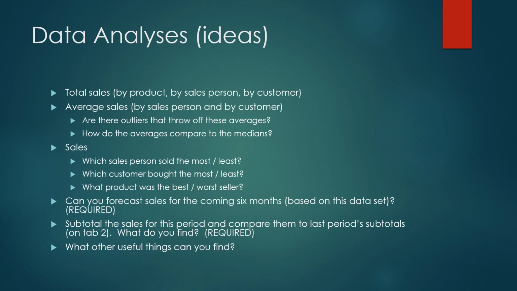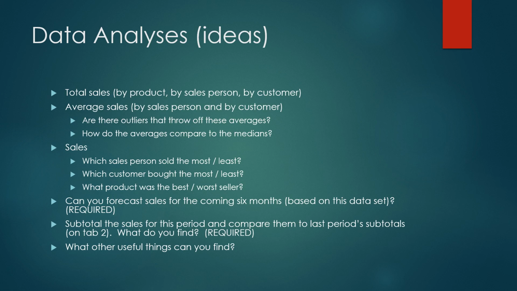So some ideas are, what are the total sales? It would be total sales by product, by salesperson, and by customer. All three of those are options for you. What are the average sales? Now, average sales by product isn't going to make any sense because products all have the same sales price, but it does make sense by salesperson and by customer. So you could calculate average sales by salesperson and by customer.